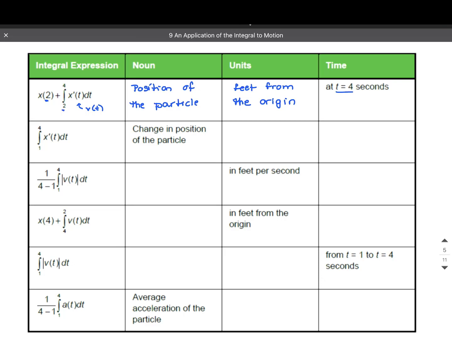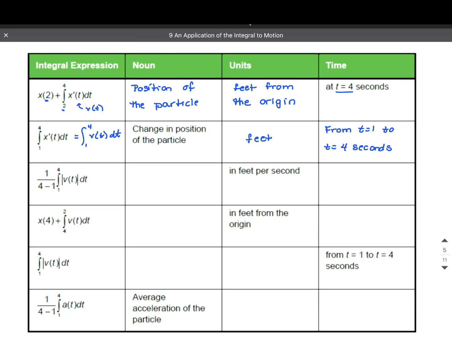And they've told us that the time was at 4 seconds. Notice that's the upper limit. Now the next one is the integral from 1 to 4 of x prime of t dt. And again, remember, that's the integral from 1 to 4 of v of t dt. So that's the change in position of the particle. That's also measured in feet. And when is that happening? That's happening from t equals 1 to t equals 4 seconds.